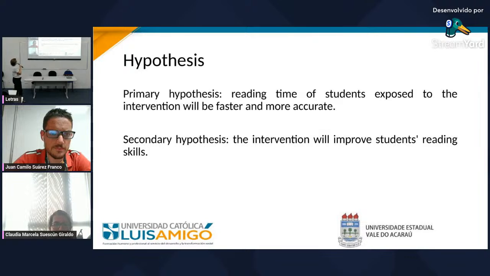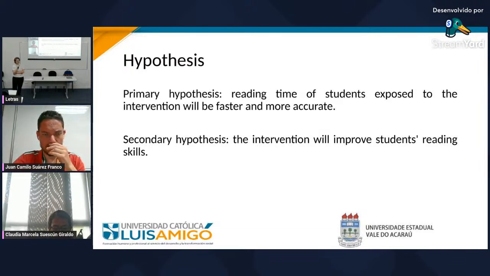Please, Claudia, yeah. So what is our hypothesis? So we have 2. The primary hypothesis is that the reading time of students exposed to the intervention will be faster and more accurate, okay? So accurate means that they will not make so many mistakes. And the second hypothesis is that the intervention will improve the reading in general of these students. So they will read better, okay? So how are we going to do it?